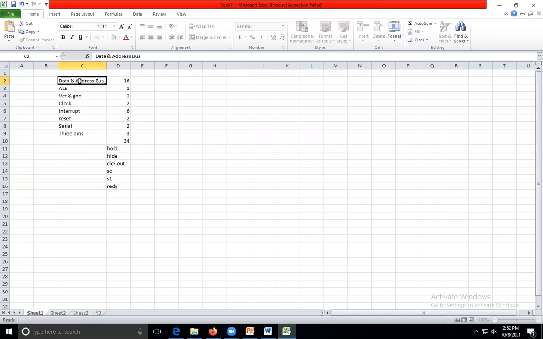Address and data bus are 16 pins, ALE is one, VCC and ground are the 2 pins. Clock are the 2, then interrupt 6, reset, serial, and 3 pins are there. And there is hold, HLDA, clock out, and the ready pin. Some remaining pin is the ready pin. You must remember this ready pin.